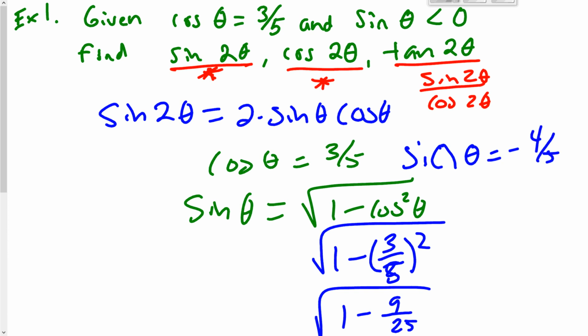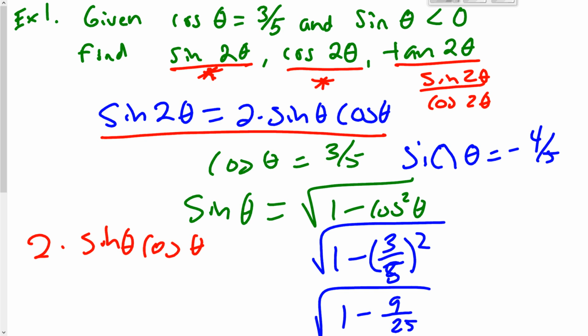So now we can use this formula of sine of 2 theta. It's 2 times sine of theta cosine of theta. So to find sine of the double angle, it's 2 times sine of theta cosine of theta.